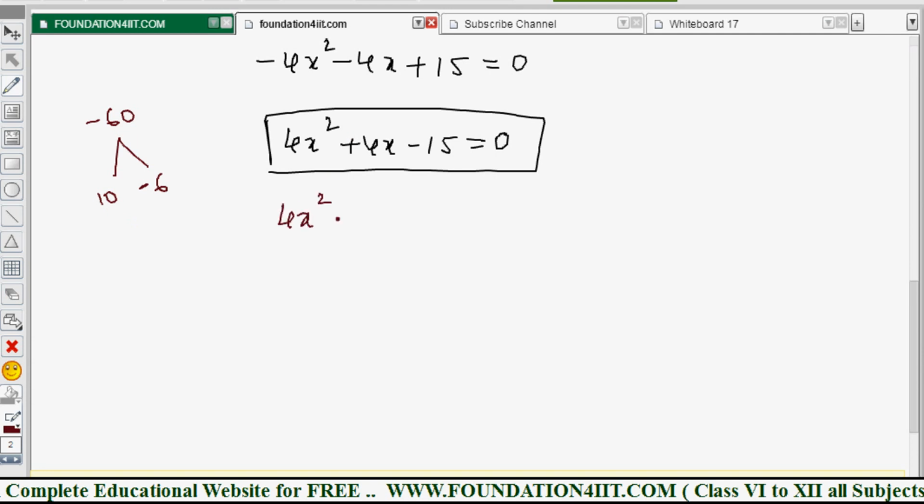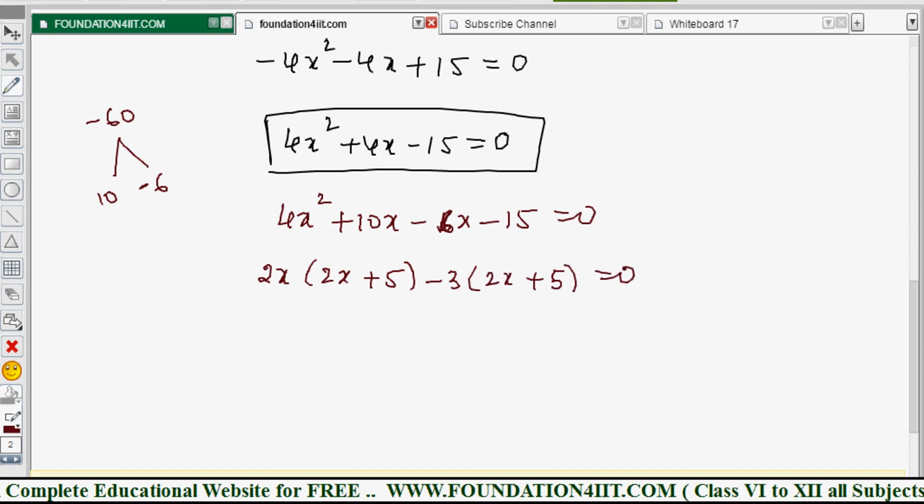Now 4x square plus 10x minus 6x minus 15 is equal to 0. Take common: 2x is the common, and 2x plus 5. Okay, minus 3 common, 2x plus 5. Now 2x plus 5 is the common in both. Then 2x minus 3 is equal to 0.